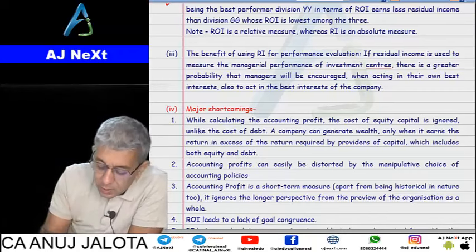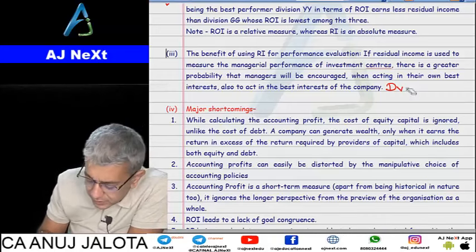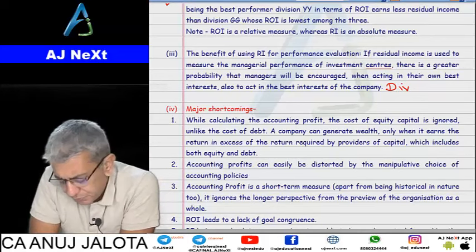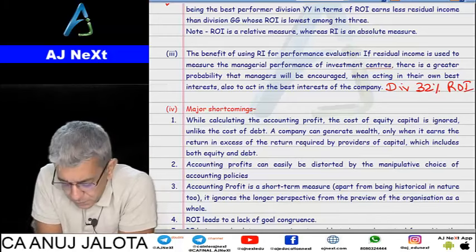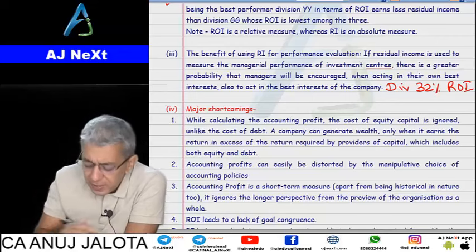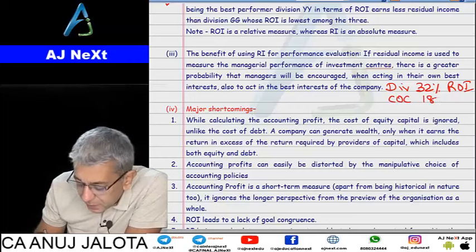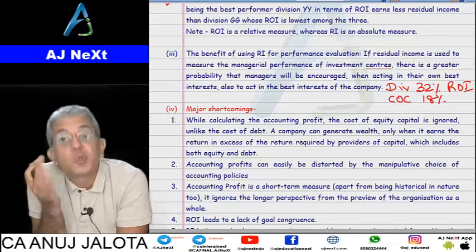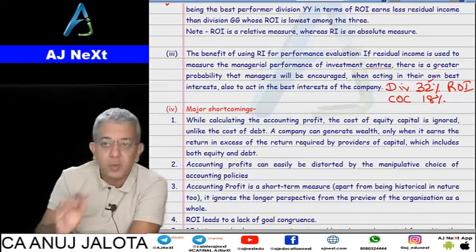Now, suppose there was some particular division that was there. That division is doing some business. Currently, it is earning, say, 32% ROI. It is earning this much amount of ROI. The company's COC, the company's cost of capital, is say 18%. This is the company COC. This division is doing extraordinary. It is giving a ROI of 32%, which is very good.